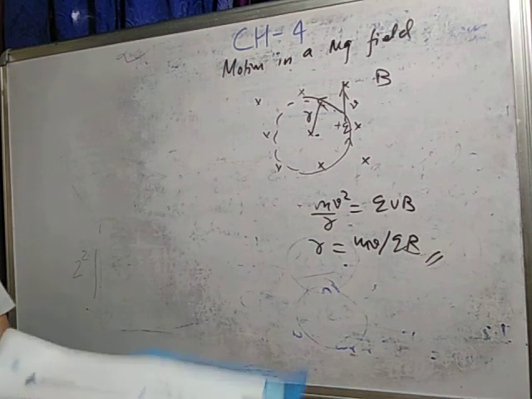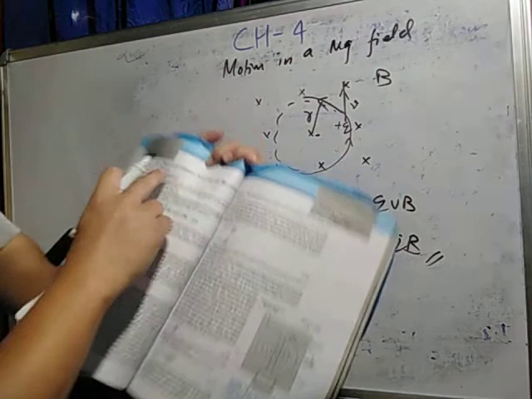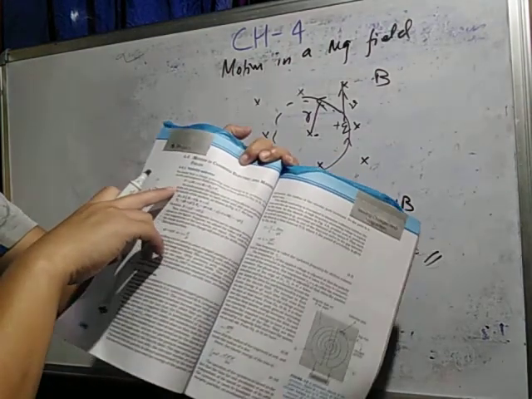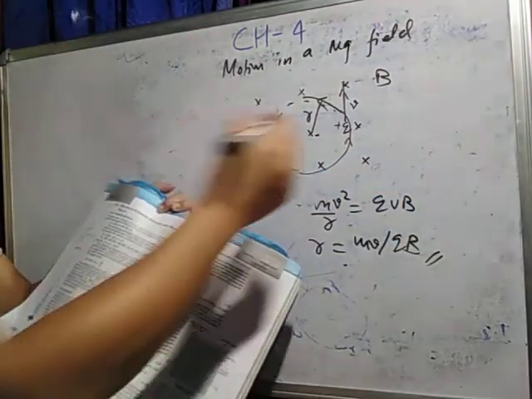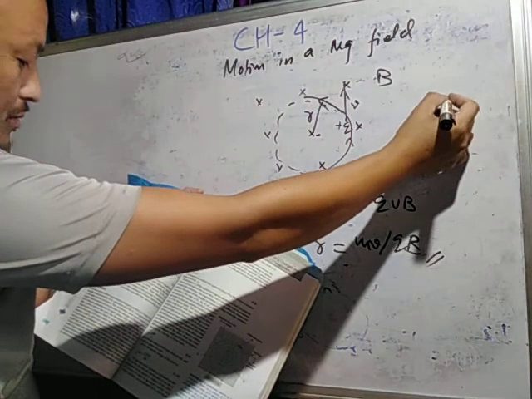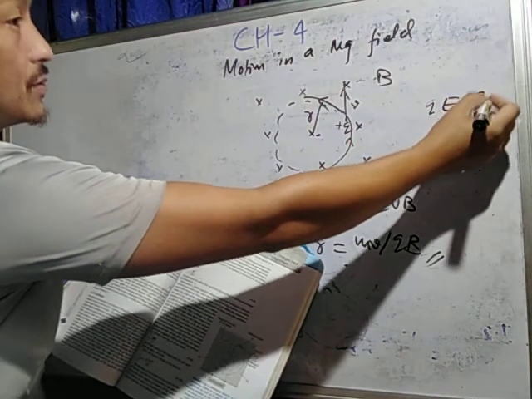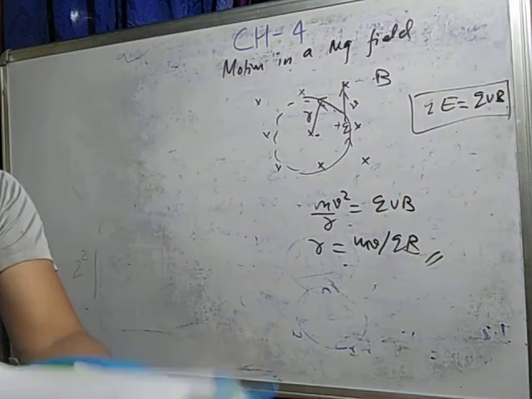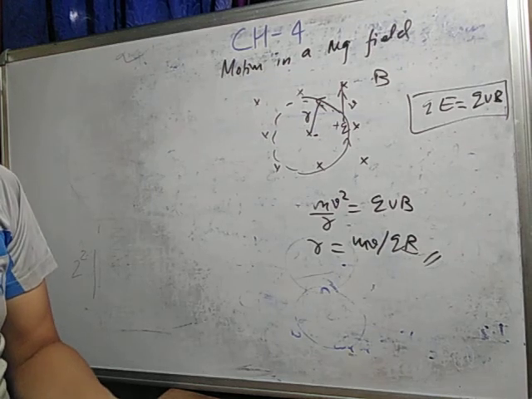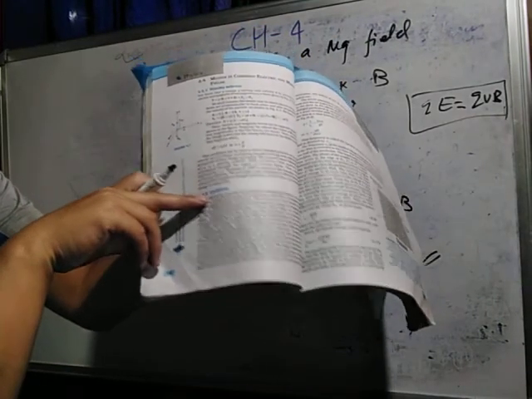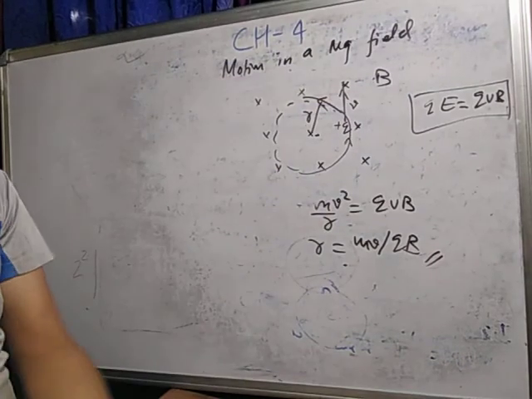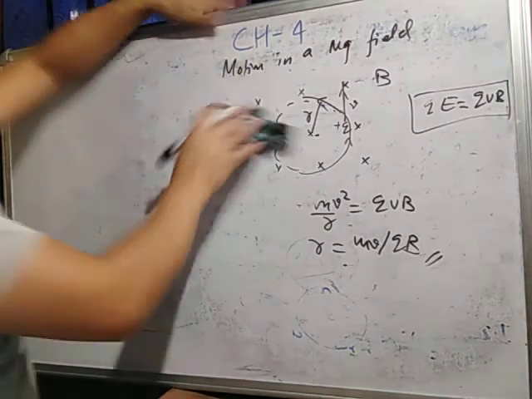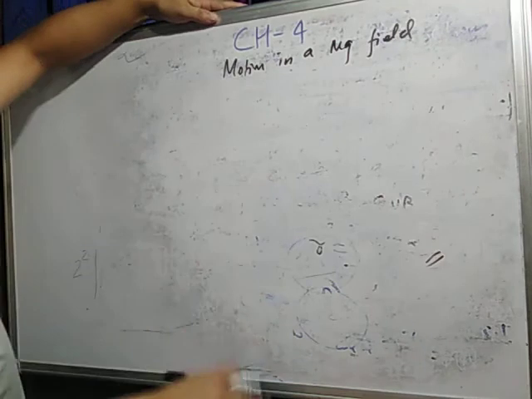Now you have the topic velocity selector. From what was written before, you will get this one: qE equals qvB. Okay, this is your velocity selector equation. Clear? See, this one is not in your syllabus. You don't have to study the cyclotron. So in the velocity selector, what will you do? Just draw perpendicular.